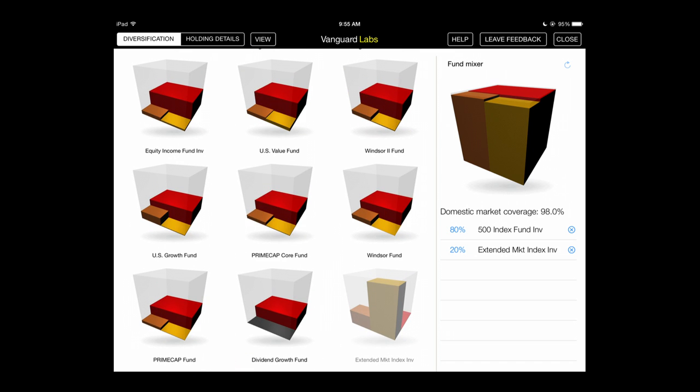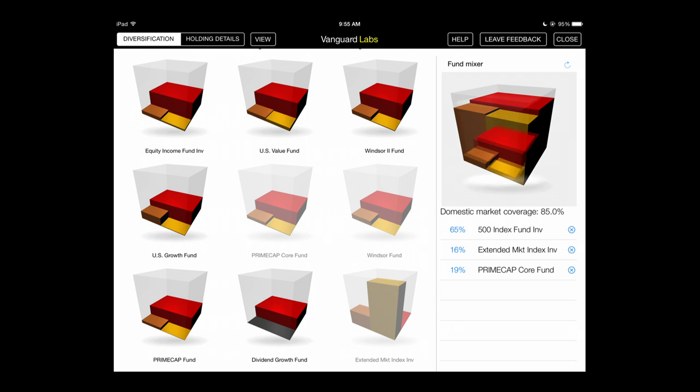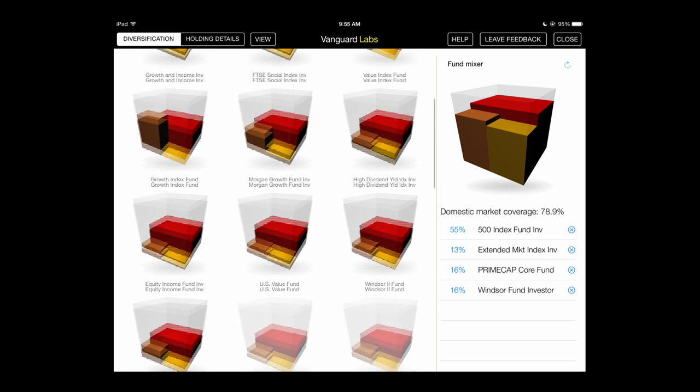You can also drag more funds on, and you can see some rather non-intuitive results: you can actually add more funds to your portfolio and become less diverse, because those funds are overlapping and you're concentrating some of your investments in those same overlapping underlying stocks.